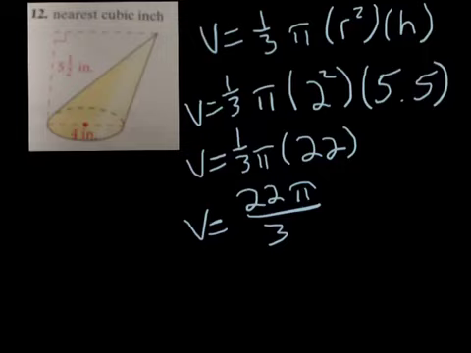So we multiply that out, and 22 pi over 3 would end up giving us a volume of 23 inches cubed.